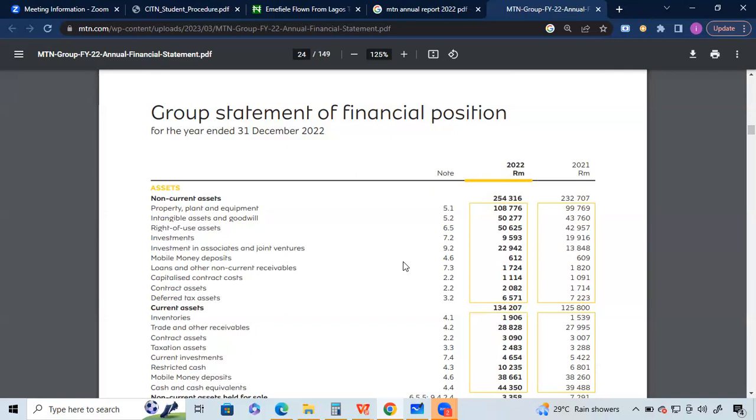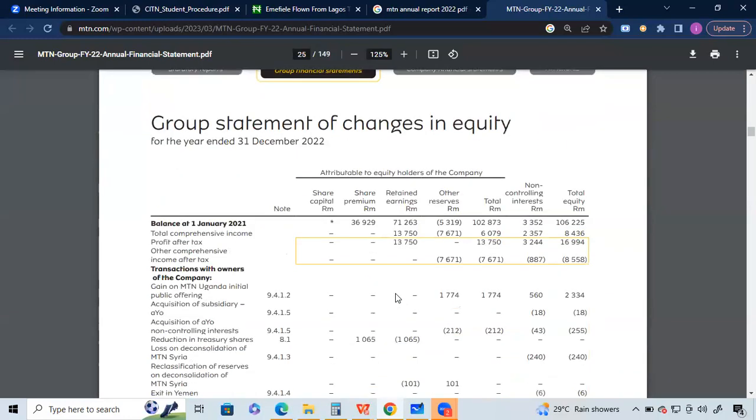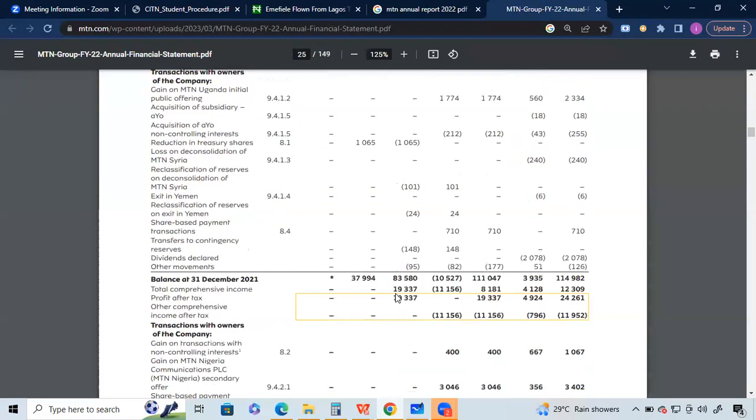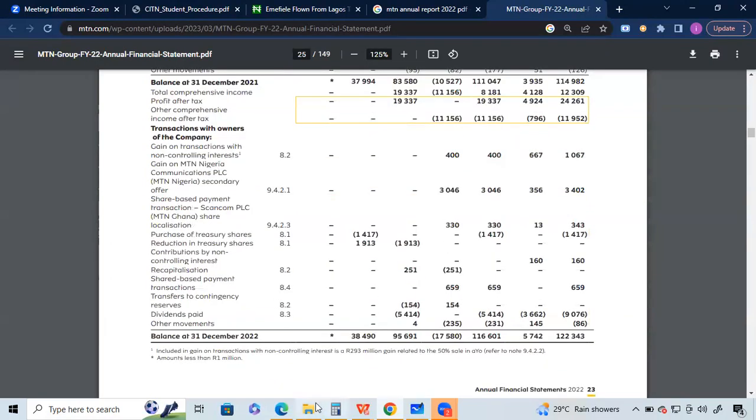Okay. Now, let's not be worried. We're taking it one after the other. And in the next one, which is the statement of changes in equity, this one only comprises equity. From the words statement of changes in equity. What this particular statement is trying to tell us is the reconciliation of the opening balance and the closing balance. Reconciliation of your equity as at last year, 31st of December, 2021, with the balance that we have now, as at 31st of December, 2022. It's just a reconciliation of the movement.